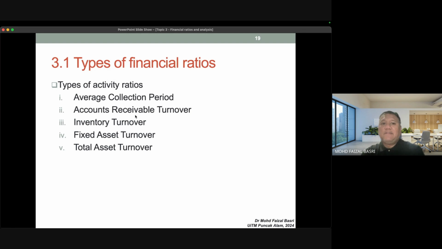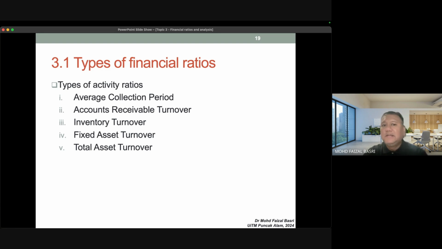So we have average collection period, or sometimes in short we call it ACP. Okay, ACP. Then we have account receivable turnover, inventory turnover, fixed asset turnover, and lastly total asset turnover. So you're going to see here the first one is ACP, and we have 4 different turnovers. We have account receivable, inventory, fixed assets, and total assets.